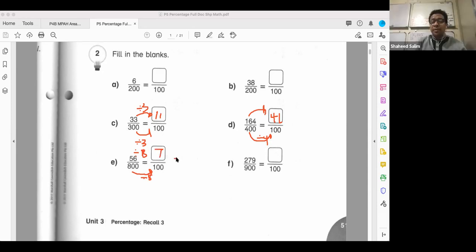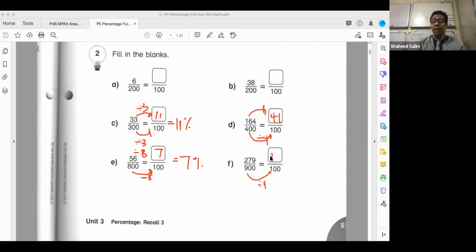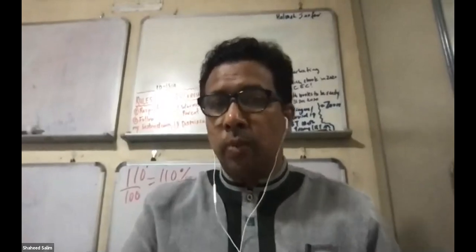So all this, what does it mean? This is 7%, right? Okay, this is 11%, right? You all know this one, right? And the last one, Akil, divide by 9. Get 9, yeah. So 279 divided by 9, you get 31, okay. So I assume all of you are okay. Okay, inshallah, all of you are okay, so we're going to move on now.